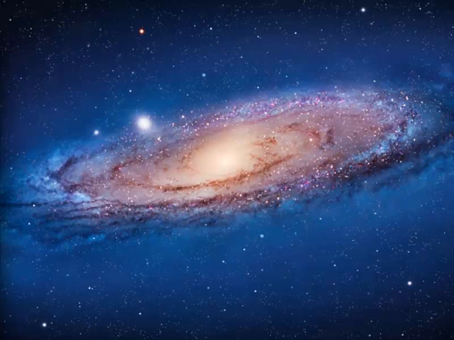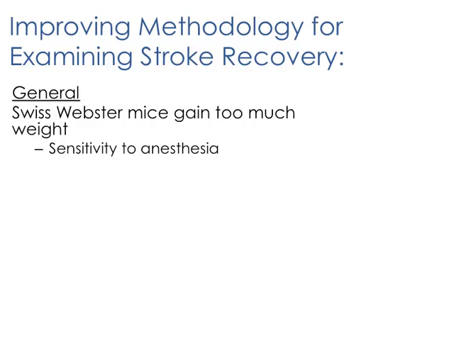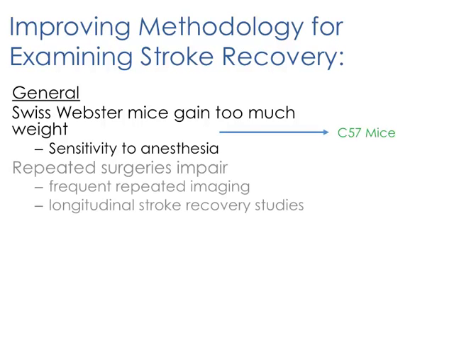Okay. So we learned kind of a lot doing these stroke studies. In general, the paper that I showed you of my work in stroke, Swiss Webster mice gain a lot of weight. They become very reluctant to go down under anesthesia. And then you end up overdosing them and they die. So we've gone to C57 mice for some of our studies, but talking to Ron, that might not be the best course of action.